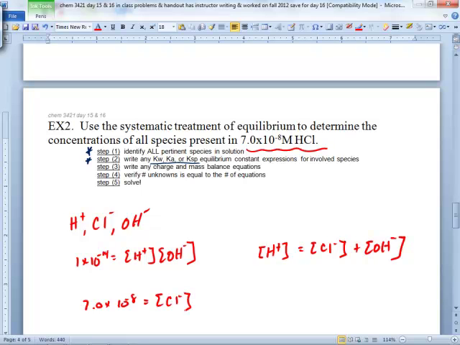Now, you can add more English to this. You can say that 7 times 10 to the negative 8 equals chloride in all its forms. So you write chloride, then you look and see if there's any other forms for chloride, and there isn't. Now, you could also say 7 times 10 to the negative 8 is equal to H in all its forms.